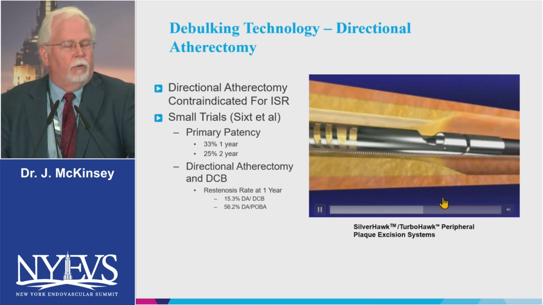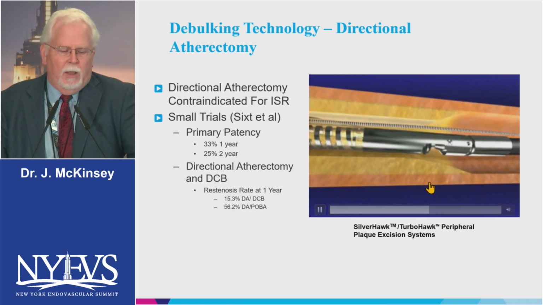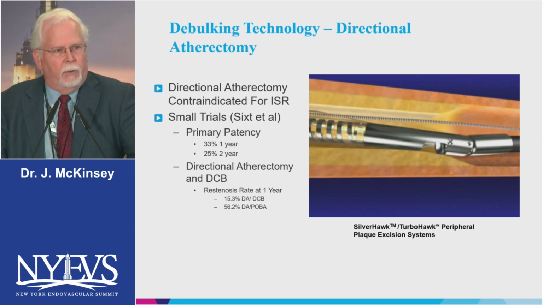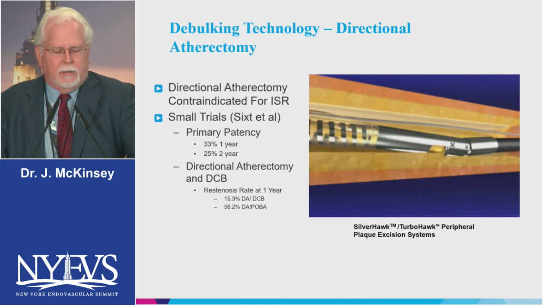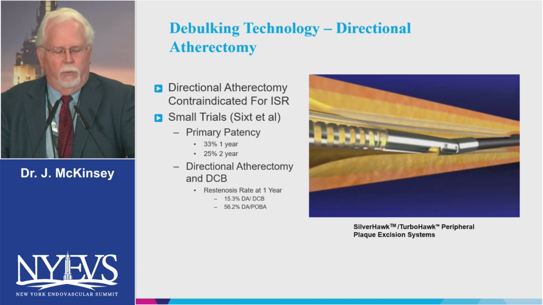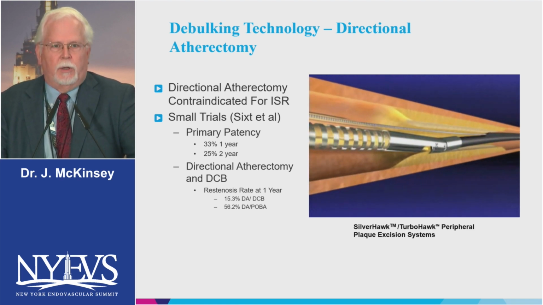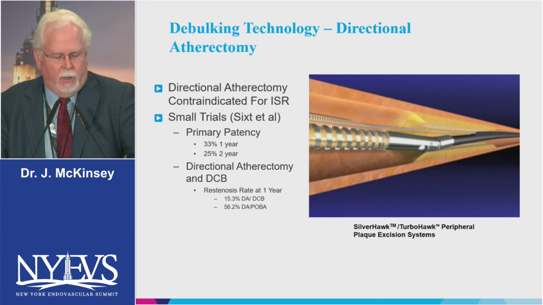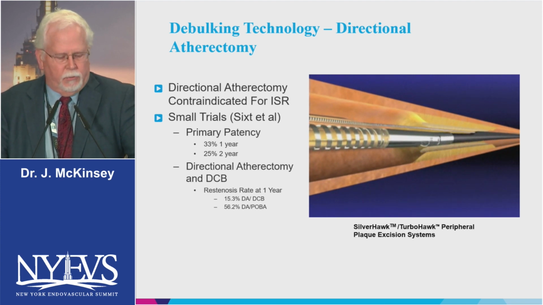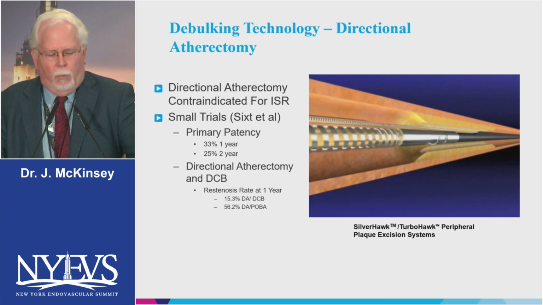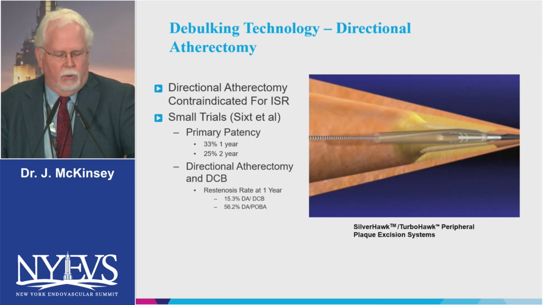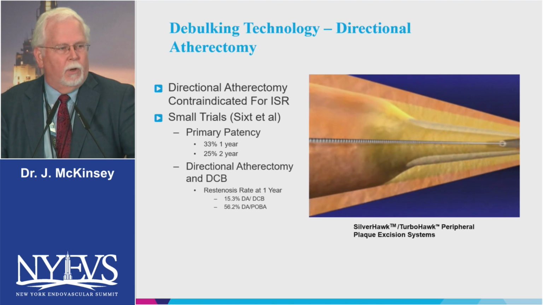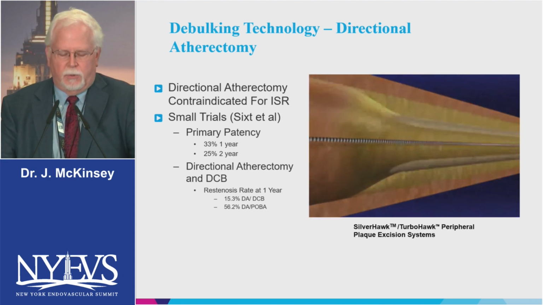There have been several trials looking at this outside the United States, and the primary patency is going to be about 33% at 1 year and 25% at 2 years. I tend to couple this with drug-coated balloon therapy, and your restenosis rate is significantly less when you do that with drug-coated balloon, as is shown in the trial here, where they had only a 15% restenosis rate at 1 year using directional atherectomy and drug-coated balloon, compared to 56% with POBA.